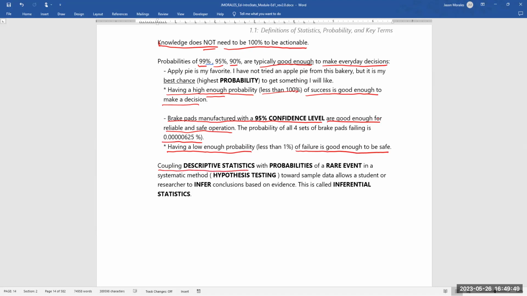Coupling descriptive statistics with probabilities of a rare event in a systematic method toward sample data allows a student or a researcher to infer conclusions based on evidence. This is called inferential statistics.